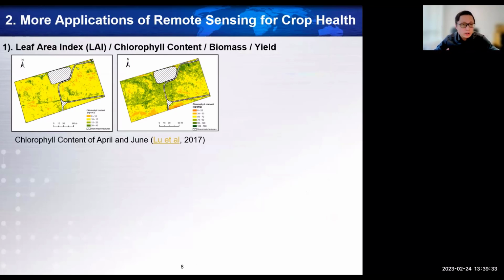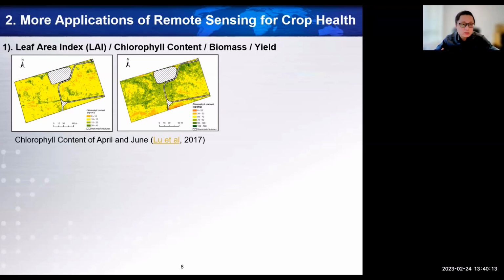Now I will talk more about applications of remote sensing for different crop health. As you can understand, crop health is a very broad term. There are different indicators that can evaluate crop health. Some indicators such as leaf area index, that is related to the crop density, and chlorophyll content, shown here. So in the early season, April, and middle season, June, there are clear different spatial and temporal patterns of chlorophyll content. Chlorophyll is a pigment that controls the productivity and eventually influences the production, the biomass, and also yield.